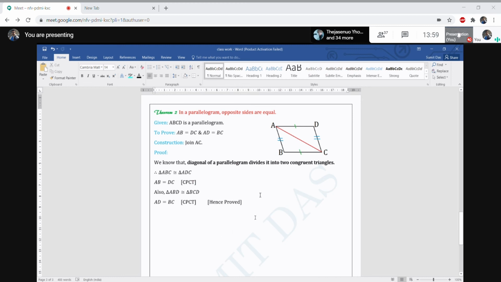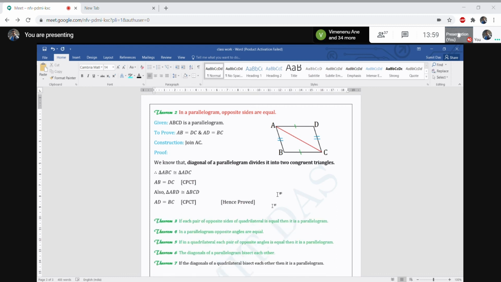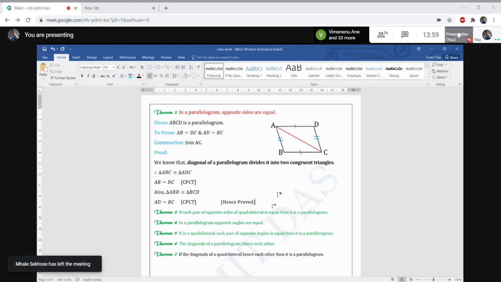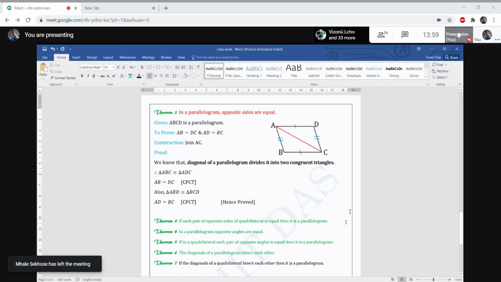Okay, this theorem is so easy. You can see there is very little chance of it coming in the exam. If you understand the previous theorem, this theorem is so easy. Next theorem.